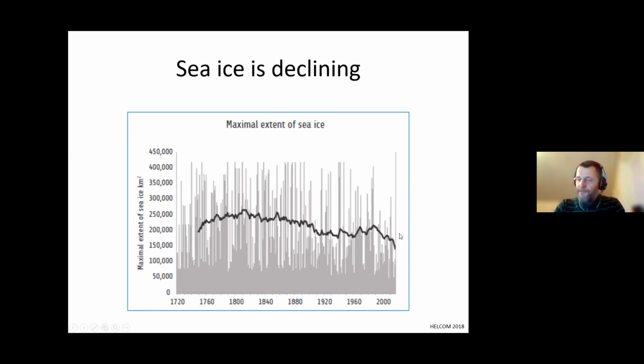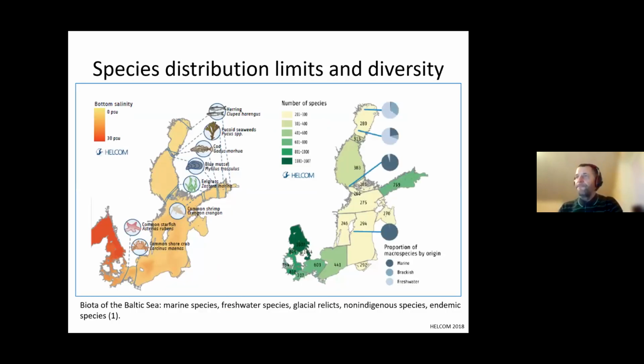So it gets warmer, it gets less saline, and also the ice coverage is decreasing. And this is important, again coming back to one of the main, interesting and charismatic glacial relic species, the gray seal. Gray seal requires sea ice for reproducing, and if there is no sea ice, there are no gray seal pups, meaning that the population still has problems in terms of abundance.